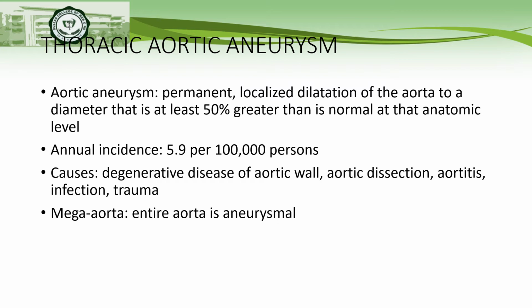Aortic aneurysm in general is defined as a permanent localized dilatation of the aorta to a diameter that is at least 50% greater than is normal at the anatomic level. The annual incidence is 5.9 per 100,000 persons, and causes of which are mostly degenerative disease, aortic dissection, aortitis, infection, and trauma. In most extreme cases, the entire aorta is aneurysmal, and this condition is often called mega aorta.